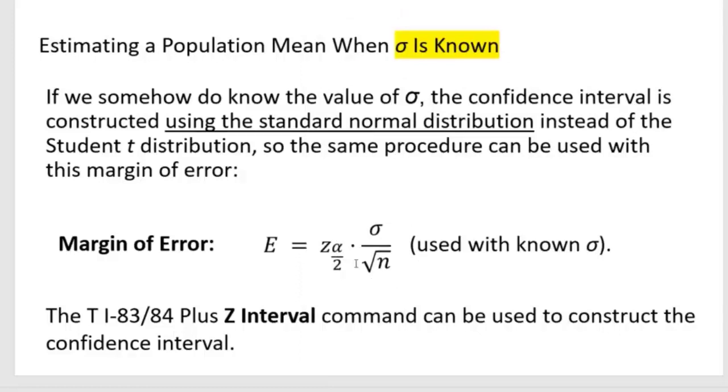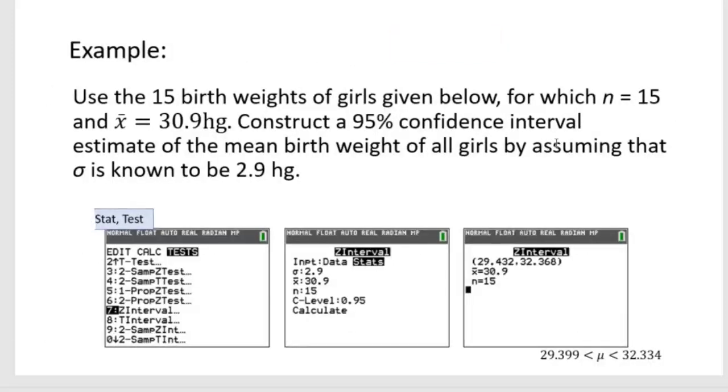This is still our error. What is the difference between this error and the other one? And this is a z-score. I'm not sure exactly which slide that's on, but if you go back and look at the margin of error when sigma is unknown, then the error uses a t-score. But here we're going to use a z-score and do a z-interval because we do know sigma. This one is birth weights of girls, but somehow they tell us that sigma is 2.9.